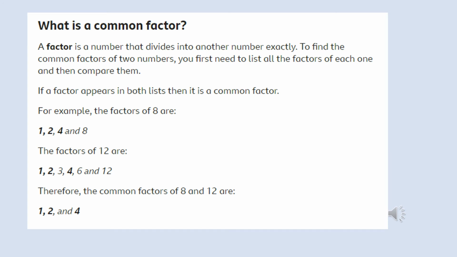Now we are going to move on to common factors. Think about the word common. You might have heard it in the phrase, I have lots in common with my friend. So factors which are common are ones that are shared by two numbers. So there are some examples here. So factors of 8 and factors of 12, they share the factors 1, 2 and 4.